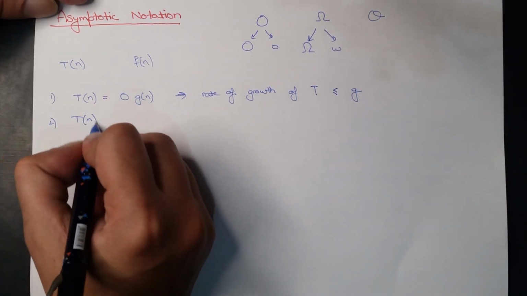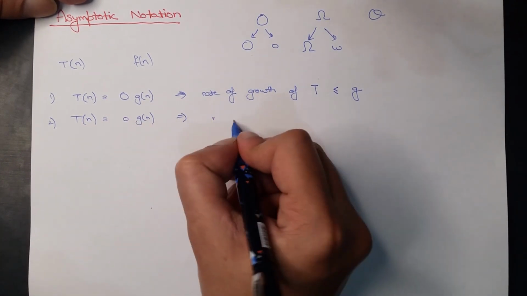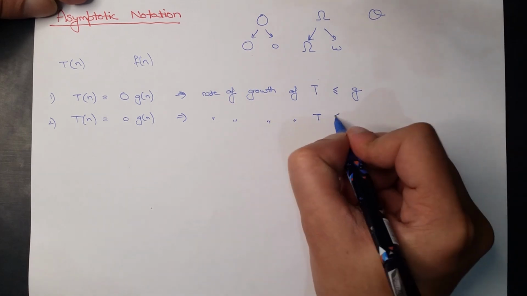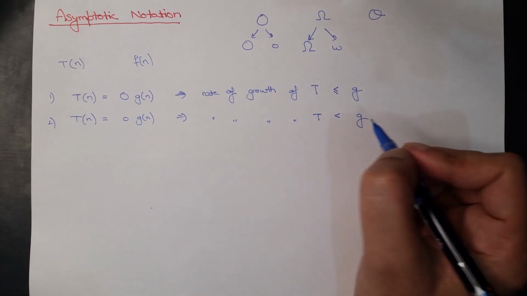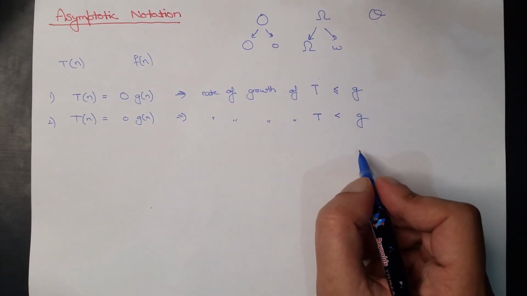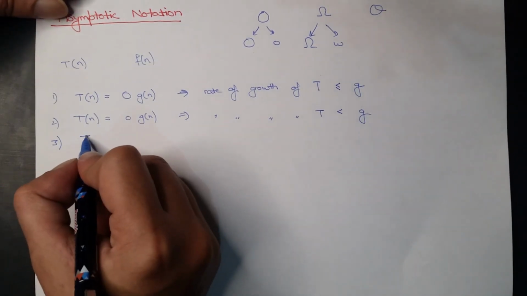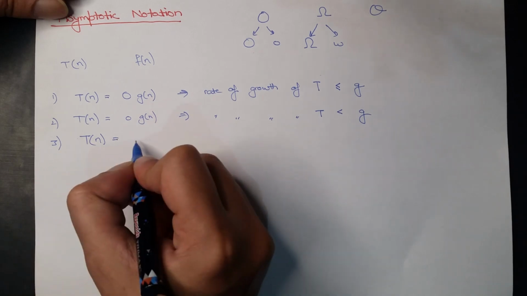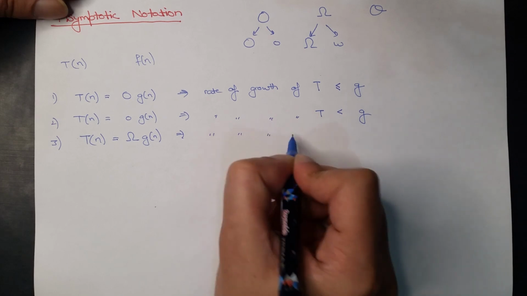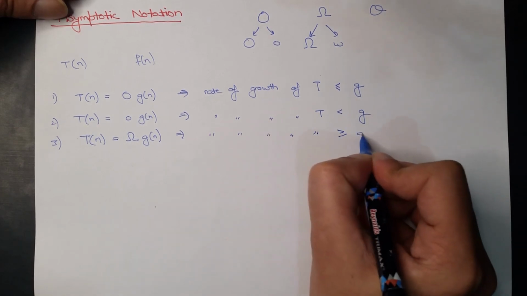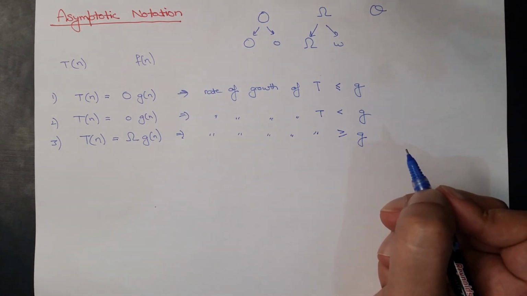If we use small o, t(n) is small o of g(n), this would mean that rate of growth of t is always less than g. Here they can be equal, here they can't be equal, which is another way of saying that t will take less time than g. Now the third one is if t(n) is big omega of g(n). This would mean that rate of growth of t is greater than or equal to g, which is t will never take less time than g.